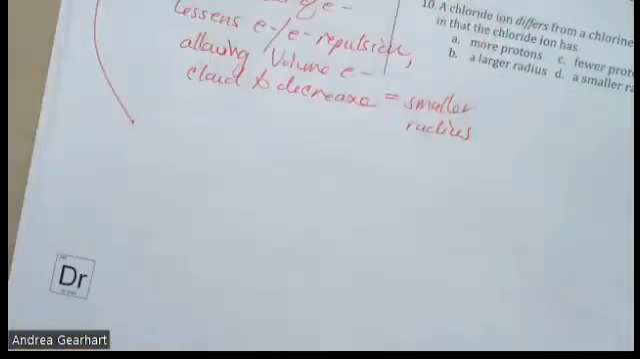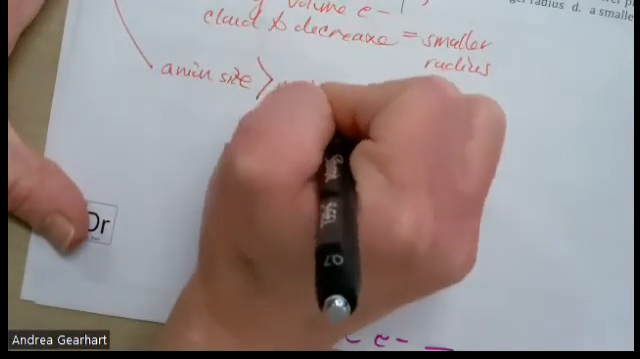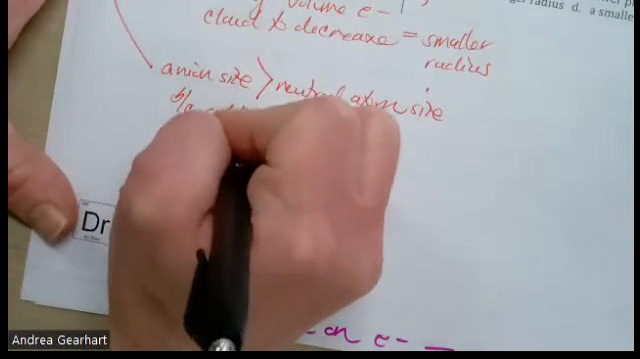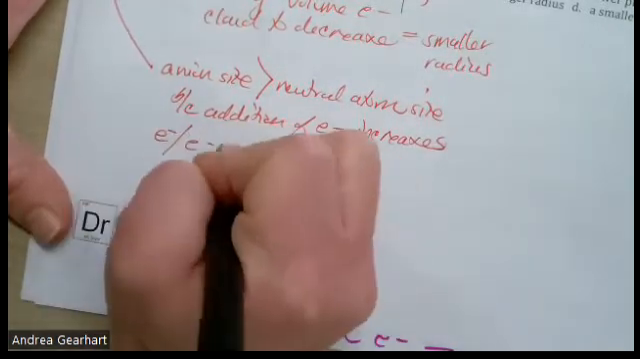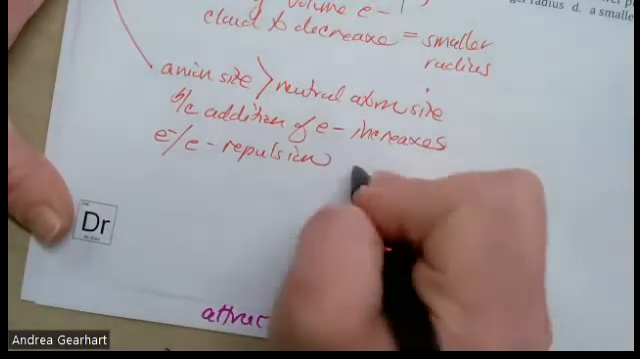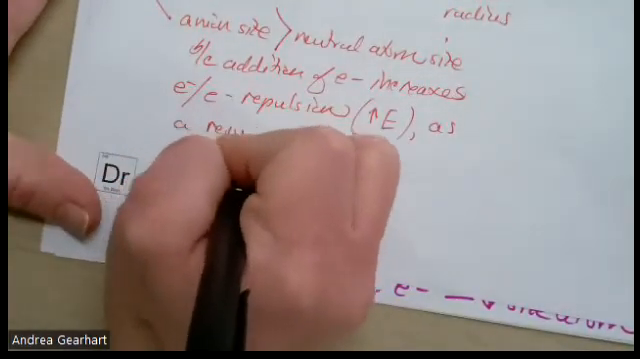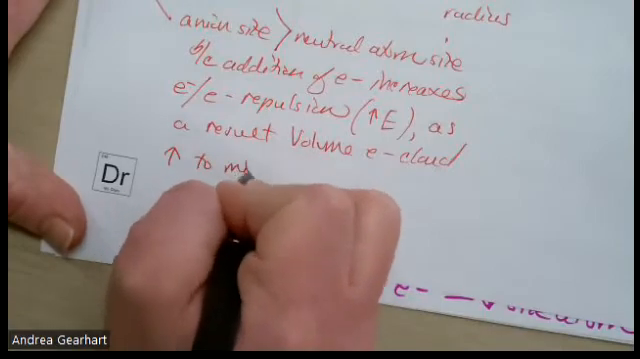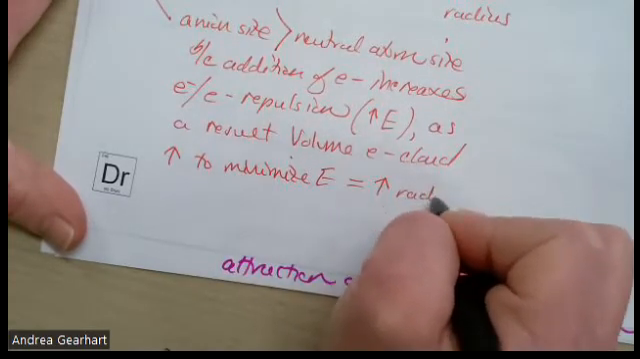So the opposite is true when we form an anion. So anion size is always greater than the neutral atom size because addition of electrons increases the electron repulsion. So that increases the energy situation. Ugh. So to minimize the energy, as a result, the volume of the electron cloud increases to minimize energy, which equals a larger radius, atom size, ion size.